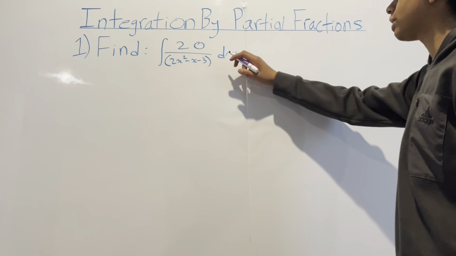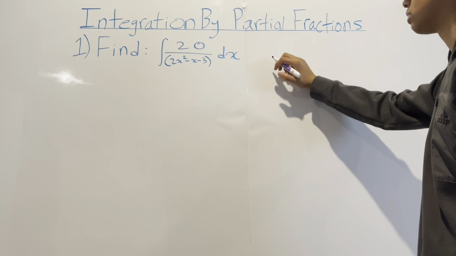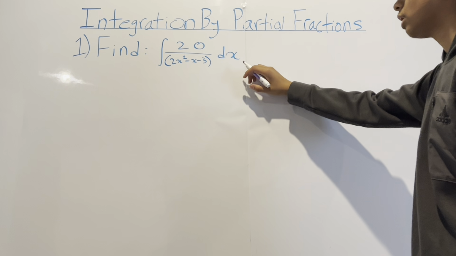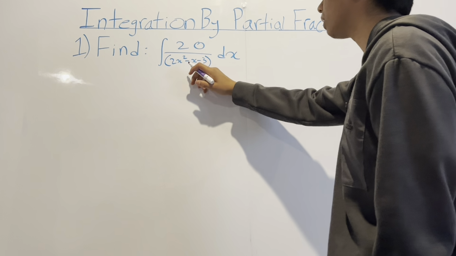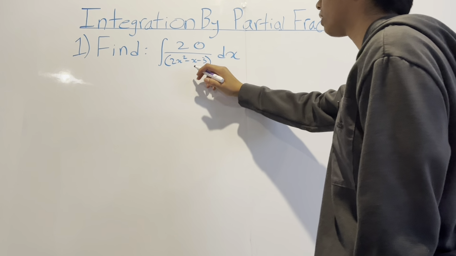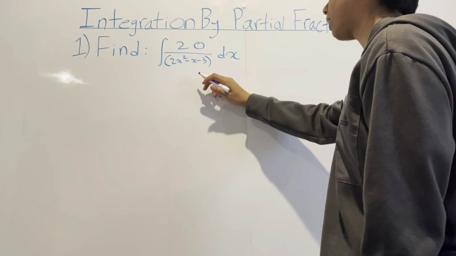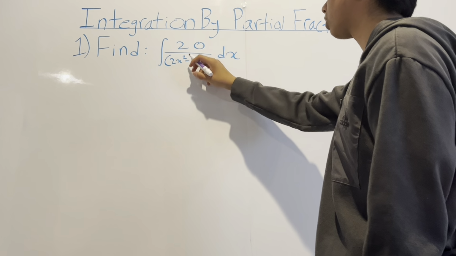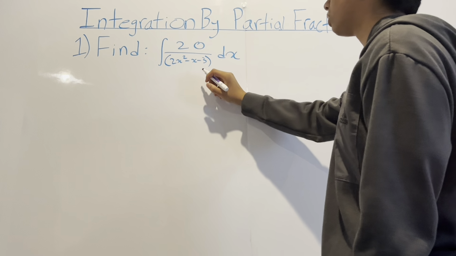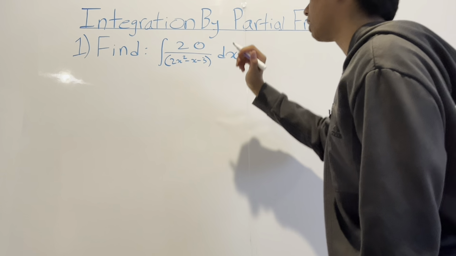So let's look at the integration method, integration by partial fractions. There are many occurrences where you can use this, but one of the most common ones is where you have a trinomial in the denominator, and you can factor it out pretty easily. So this is an example where you can factor out 2x squared minus x minus 3. So let's actually use this method to solve this integral.